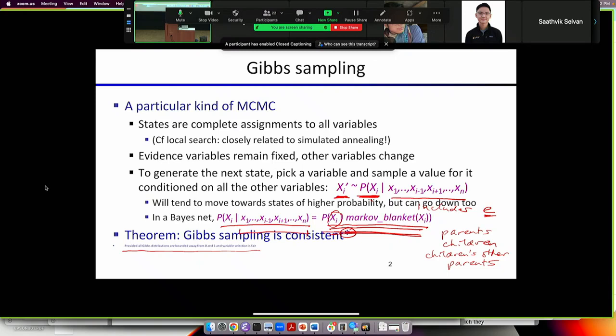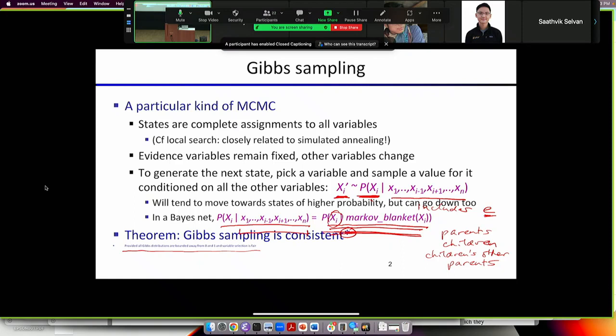Okay, so bounded away from 0 and 1 is pretty clear, right? You can't have deterministic relationships in your network, because if you do, you can get stuck in some subset of states, then you can never reach the other subset. Okay, and so you're going to get wrong answers in that case.